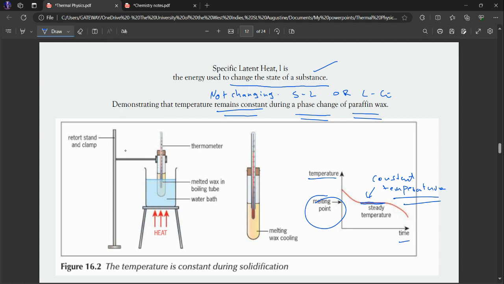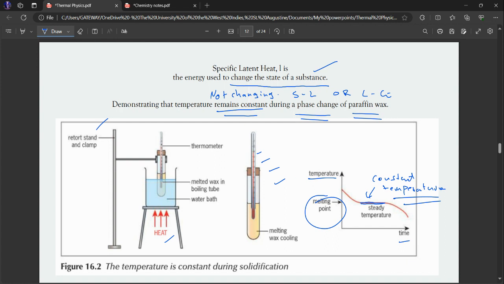So what we're gonna do is have the retort stand here. We're gonna clamp the paraffin wax inside this test tube and put it in a hot beaker of water. Supply heat with a Bunsen burner or something, right? And you're gonna melt the wax. Then you're gonna take it out of this beaker of water and allow it to cool. And you're gonna record the temperature every 30 seconds or every minute, whatever the case may be.